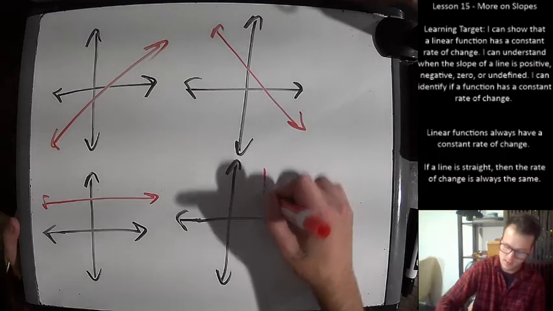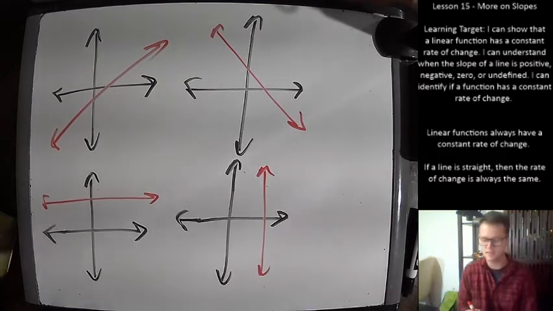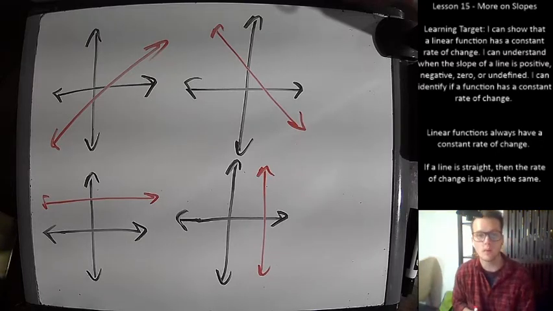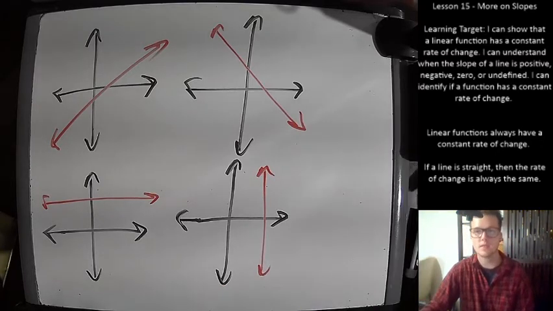The last one we're going to examine is what we call an undefined slope. That is a perfectly vertical line. For the time being, don't worry too much about why we call it undefined. We will explain that in a future lesson.